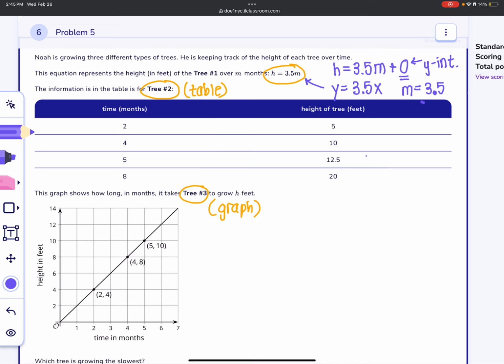For the second one, we can calculate the average rate of change. If you remember, the average rate of change is the same as your slope. Average rate of change is basically looking at the change of y over the change of x. So we're going to pick 2 points here. I think I'm going to go with 2 months with a height of 5 and 4 months at a height of 10.